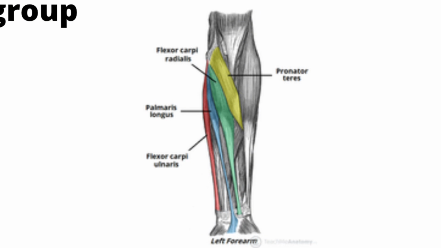Pronator quadratus. Origin: distal quadrant of the ulna. Insertion: distal quadrant of the radius. Function: principal pronator of the forearm. Stabilizes distal radio-ulnar joint. Innervation: median nerve.